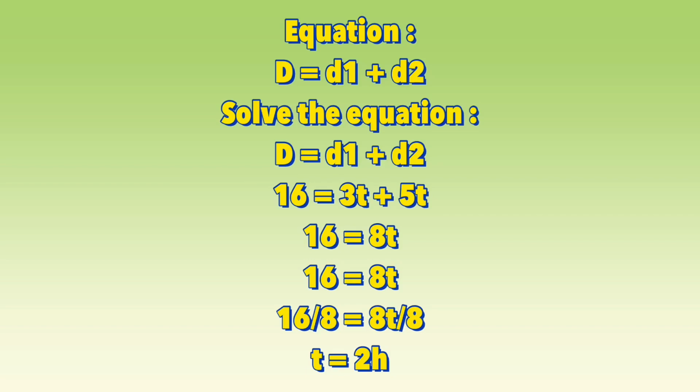Then we have to simplify. We're going to add or combine like terms. 3t plus 5t equals 8t. And just copy only the 16. And now we're going to divide both sides by 8. So it becomes now 16 divided by 8 equals 2. And 8t divided by 8 equals t. So our time equals 2 hours.